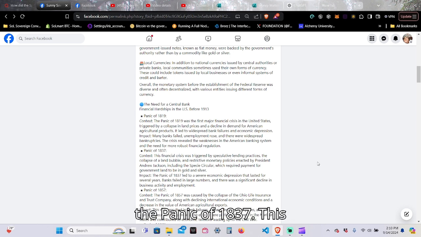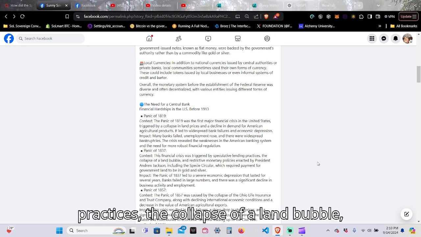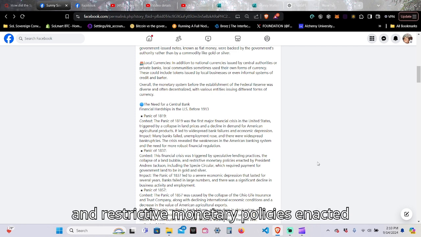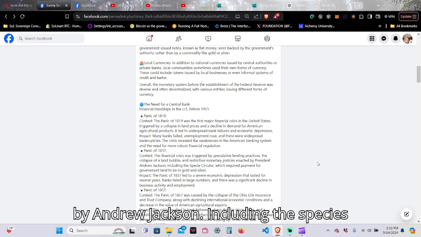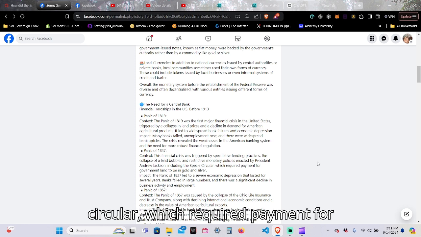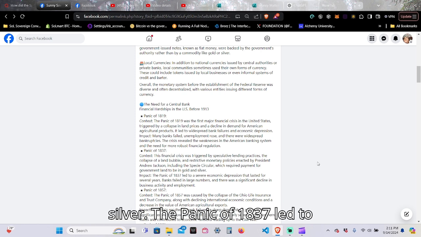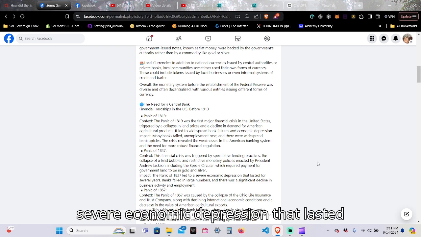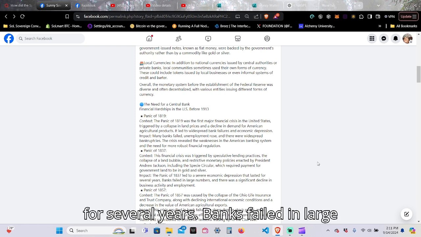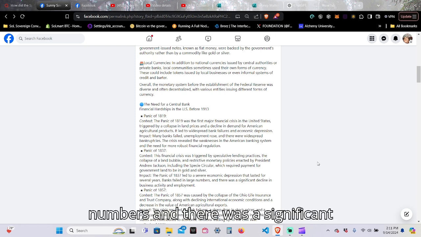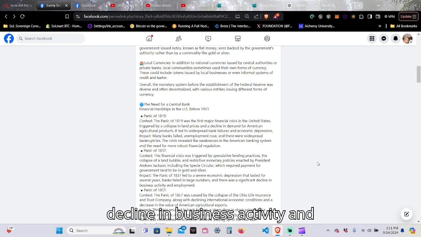We have the Panic of 1837. This financial crisis was triggered by speculative lending practices, the collapse of a land bubble, and restrictive monetary policies enacted by Andrew Jackson, including the Specie Circular, which required payment for government land to be in gold and or silver. The Panic of 1837 led to severe economic depression that lasted for several years. Banks failed in large numbers, and there was a significant decline in business activity and employment.